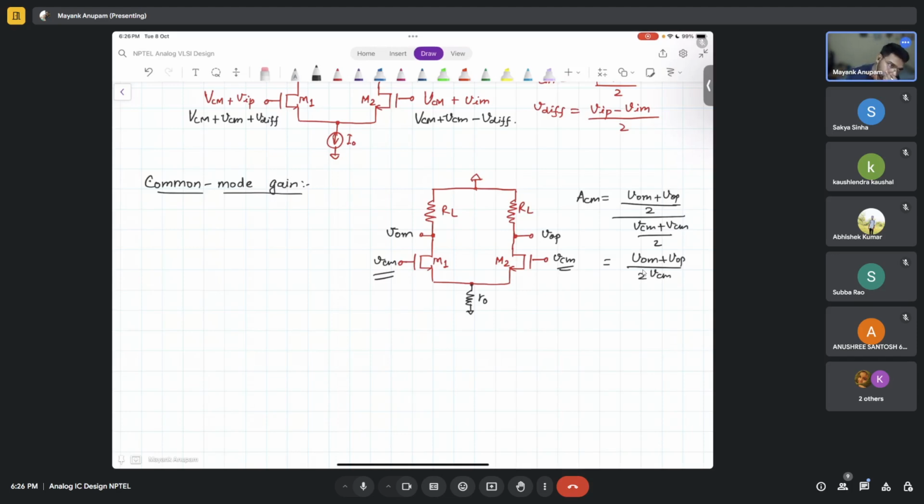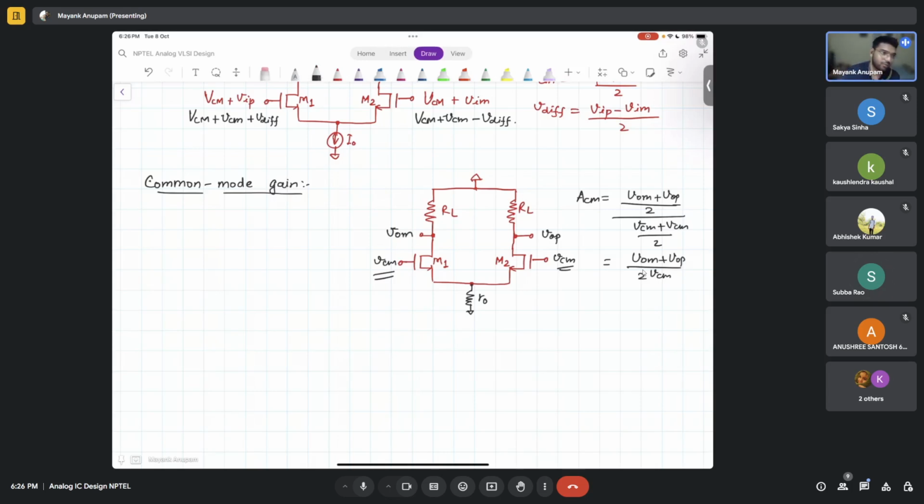Are you getting my point? I would like some yes or no, because otherwise I don't know if you understood it or not. So ACM equals VOM plus VOP by 2, divided by VCM. VOP is output. Yes, there are two terminals, two outputs, differential.